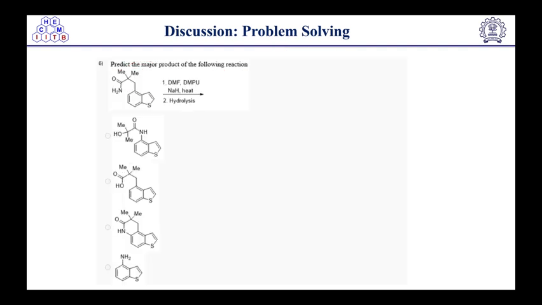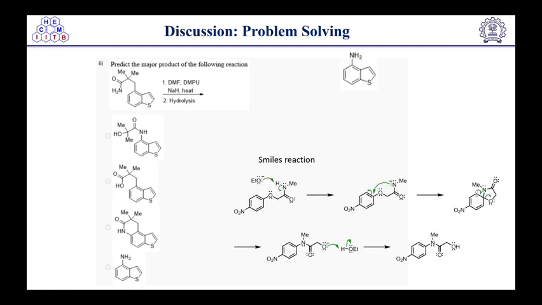So next, predict the major product of the following reaction. So this is an example of the Smiles reaction. Let's talk about this one. On the arrow we have DMF, DMPU, sodium hydride, heat, and in the second step we have hydrolysis.